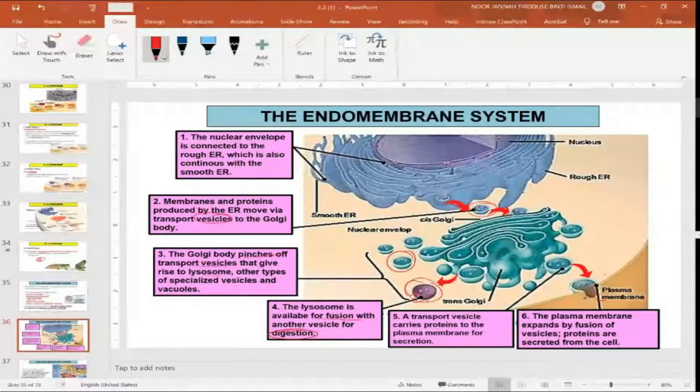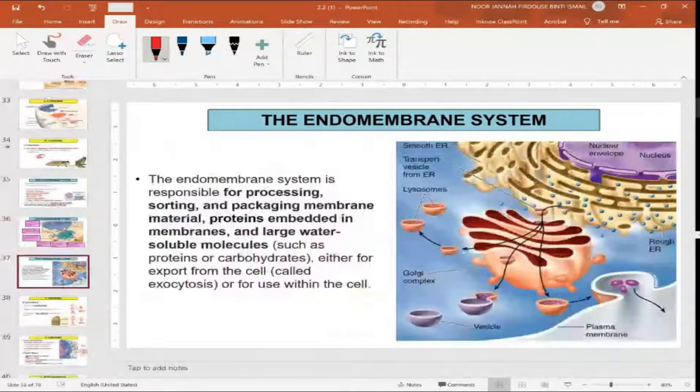A transport vesicle carries proteins to the plasma membrane for secretion. The plasma membrane expands by fusion of vesicles and secrete proteins from the cell. Okay, you can read the statement here. Endomembrane system responsible for processing, sorting, packaging, membrane material, protein, and large water soluble molecules such as carbohydrate, lipid, and all, and everything that we have learned.